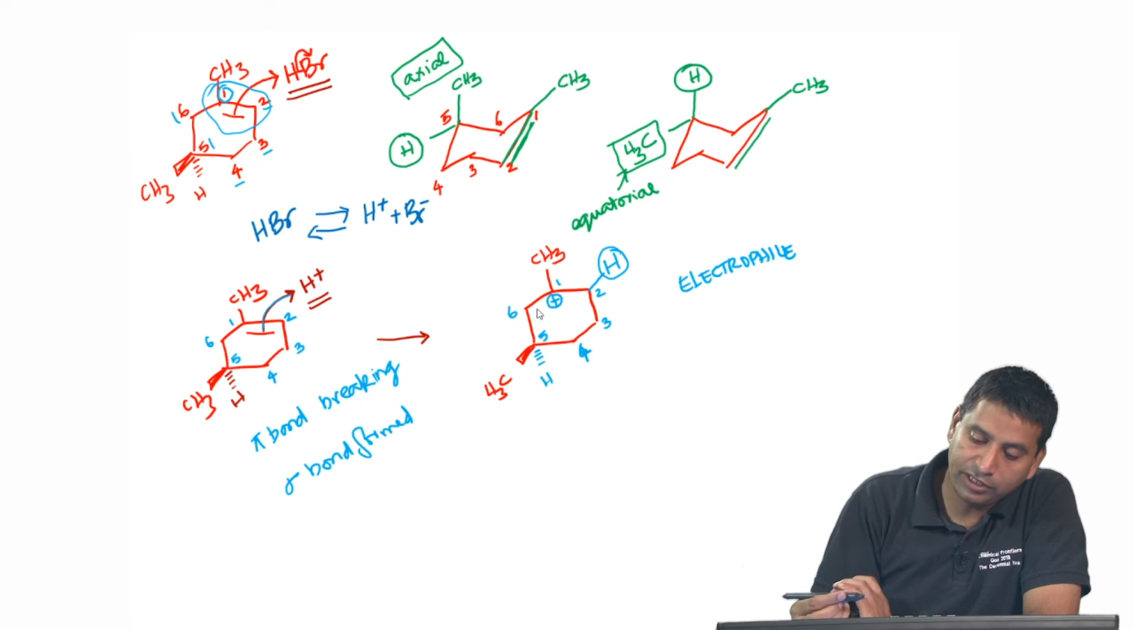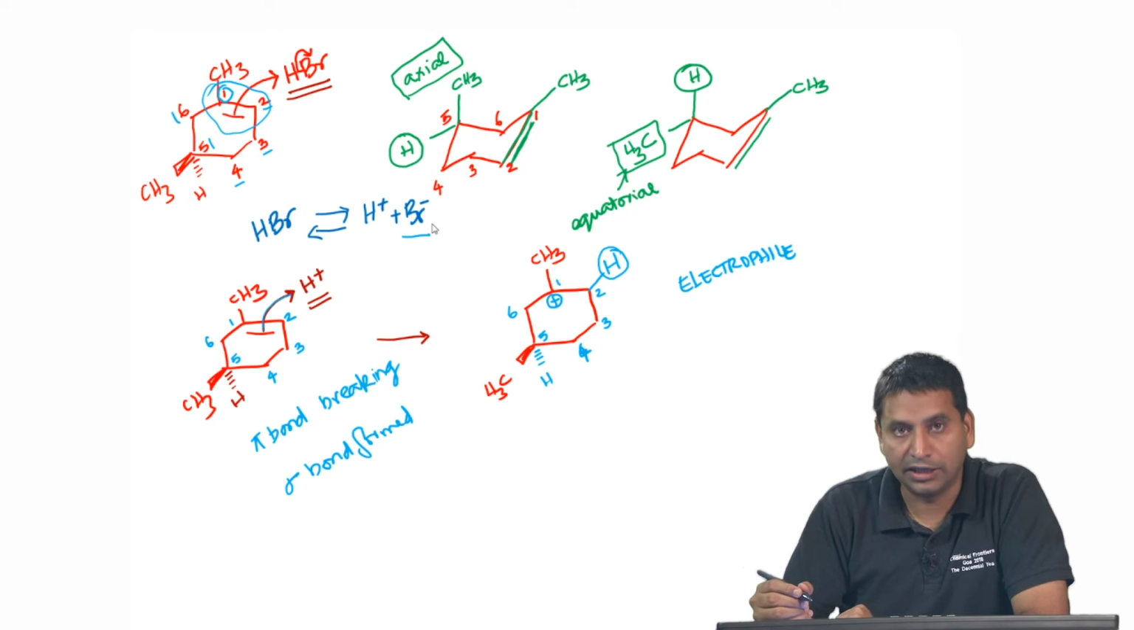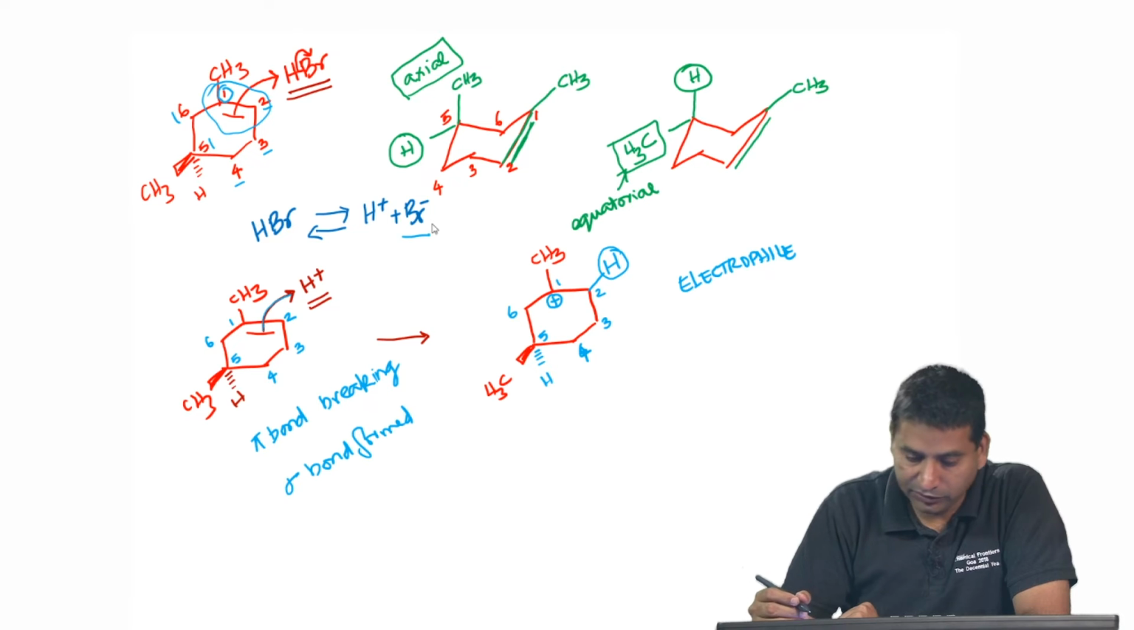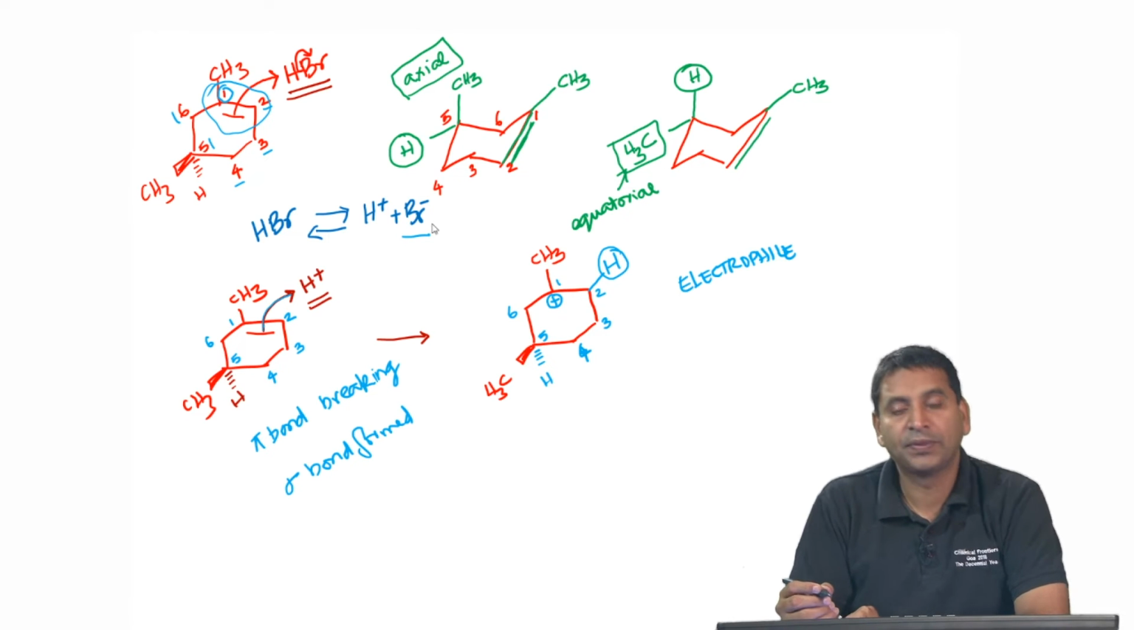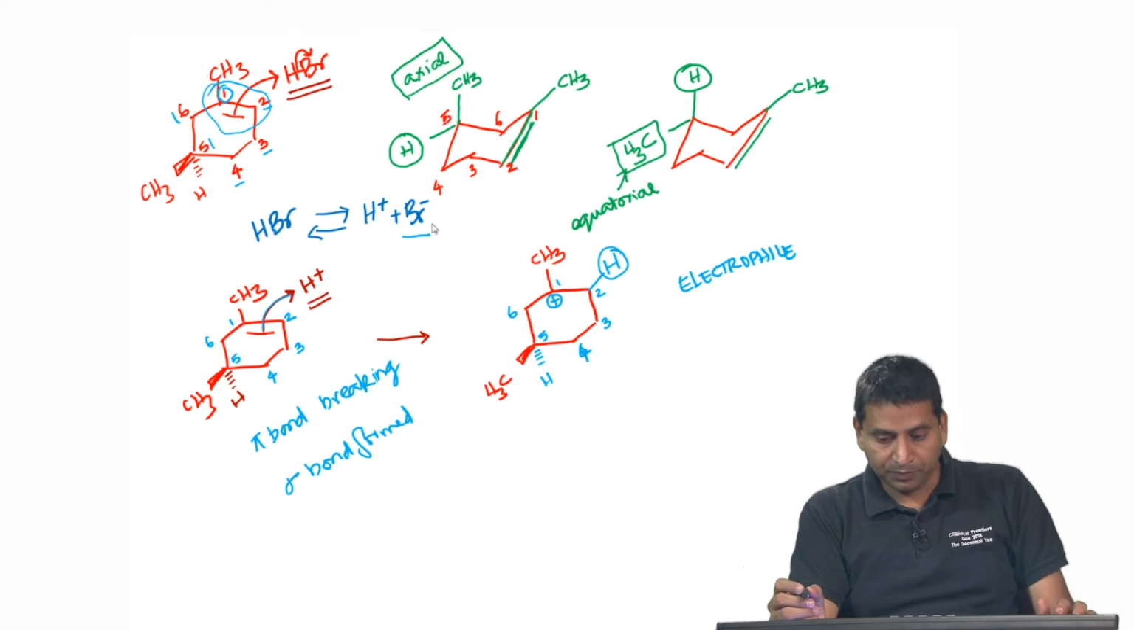So, what is the nucleophile that we have generated here? You have Br minus which can attack, and Br minus has two choices. What I am going to do now is I am going to redraw this structure in a way that we can understand a little bit better.